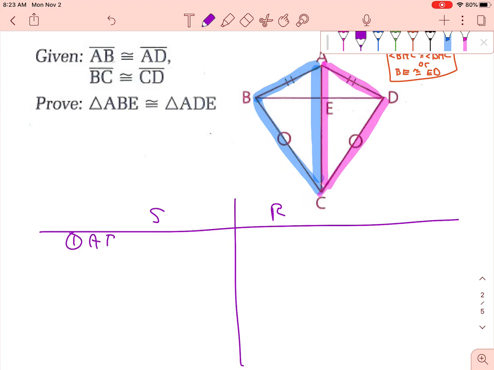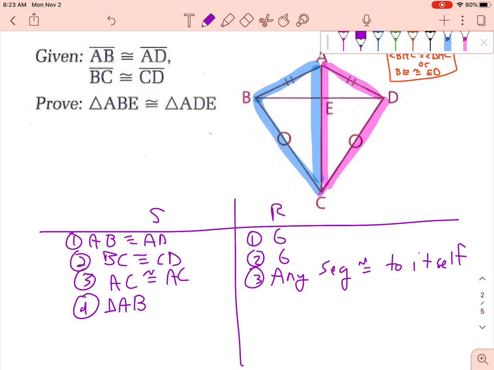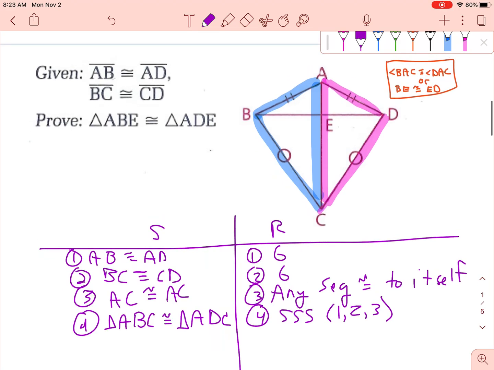So step 1, AB is congruent to AD, given. Step 2, BC is congruent to CD, given. And step 3, I already said my reflexive side: AC is congruent to AC, and that is any segment is congruent to itself. Then we can easily prove that the triangles are congruent. So triangle ABC is congruent to triangle ADC, by side, side, side in steps 1, 2, 3. Okay, so I have these triangles congruent. Why are these triangles going to help me? Well, I'm going to take a look back at what I needed.